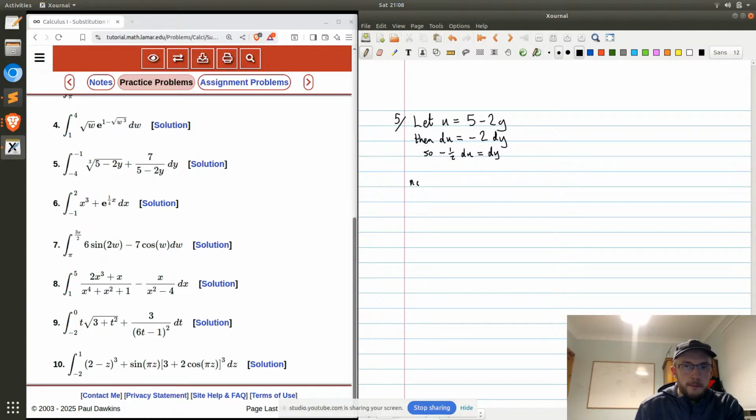Now, when y is equal to negative 4, pick up minus 4, put it in there. And this tells me that u is 13. When y is equal to negative 1, this tells me u is 7. So now we make the substitutions.